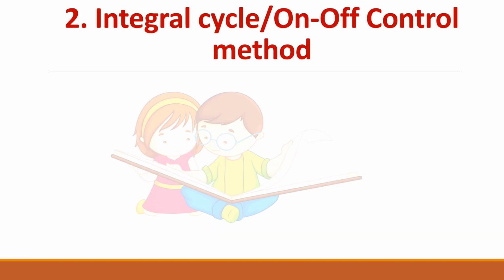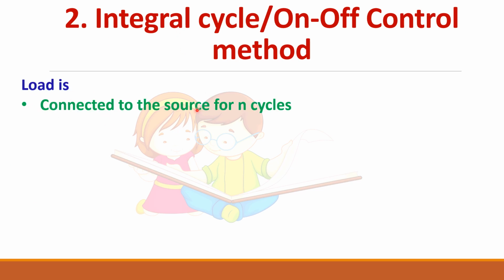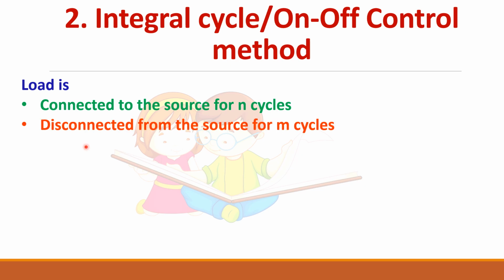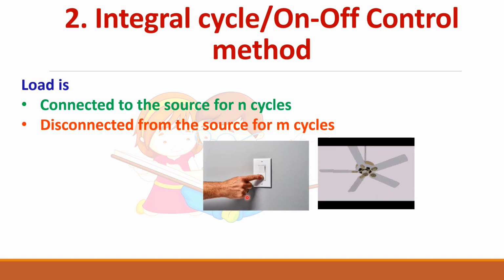Next is integral cycle control or on-off control method. In this case, the load is connected to the source for n number of cycles and it is disconnected from the source for m cycles. Let us take an example. You are switching on the fan for some time and switching it off for some time. Then again switch it on and off. So on and off is done, but you can see that even if you switch off, the fan actually continues to rotate for some time. Before it stops, we are switching on again, so it appears to be rotating continuously.